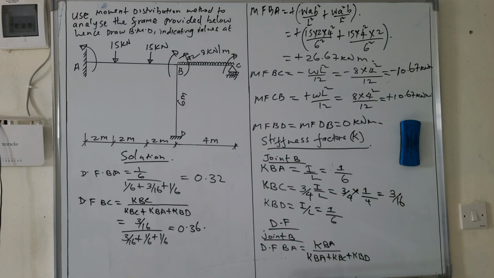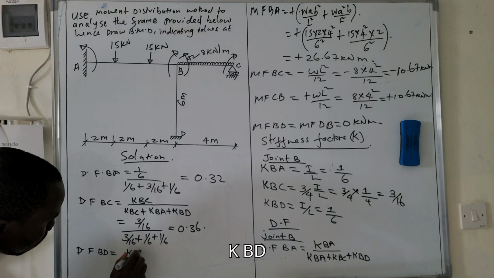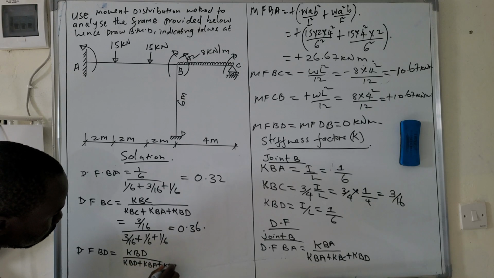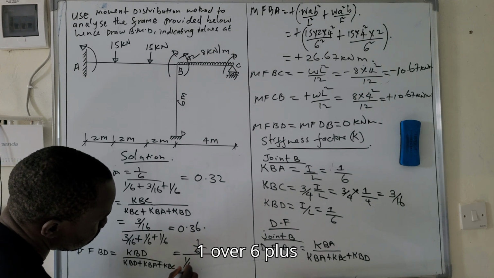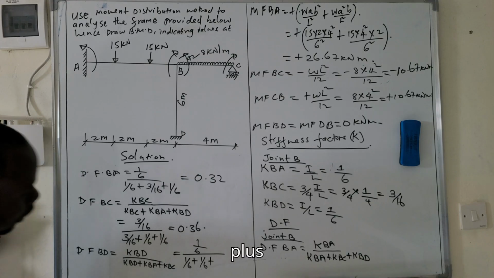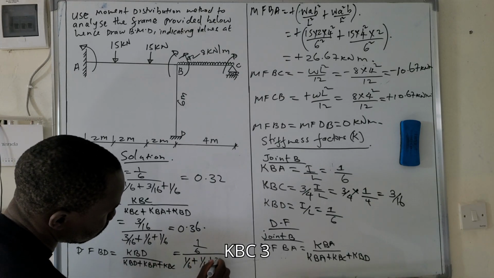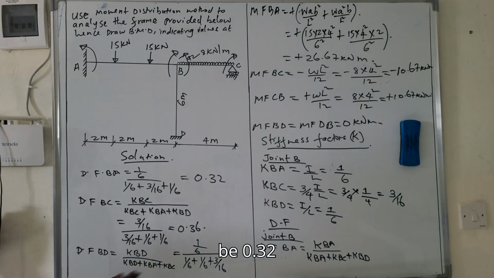We proceed to DFBD. So DFBD will be KBD over KBD plus KBA plus KBC. So this one will be KBD is 1 over 6 over 1 over 6 plus KBA 1 over 6 plus KBC 3 over 16. So our final DFBD will be 0.32.